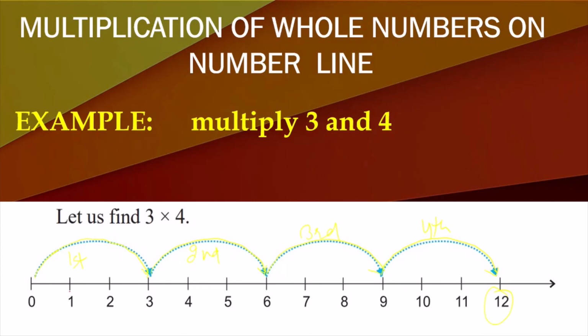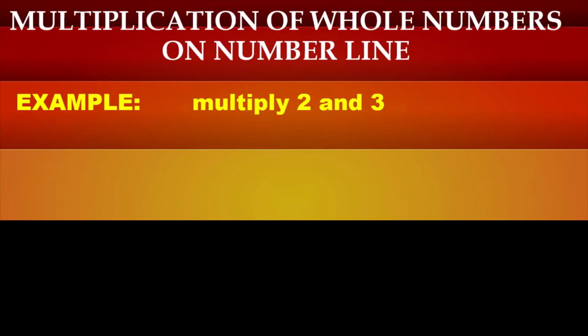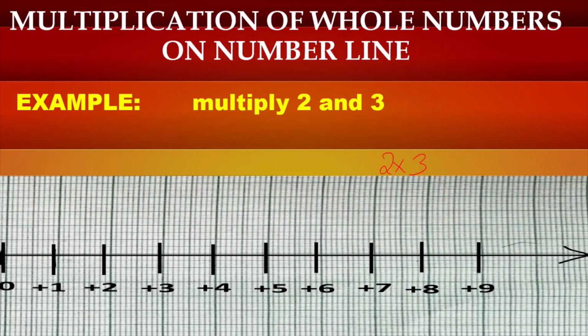Let us do one more example of multiplication on the number line. Multiply 2 and 3. Let us take the graph paper and draw the number line. Here is our graph paper. Now 2 multiplied by 3 means I have to add 2 three times. So we start from 0, we go to 2, again we take 2 steps, again we take 2 steps. So finally we reach 6.